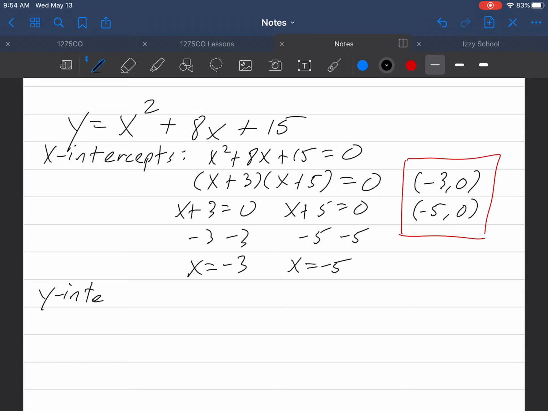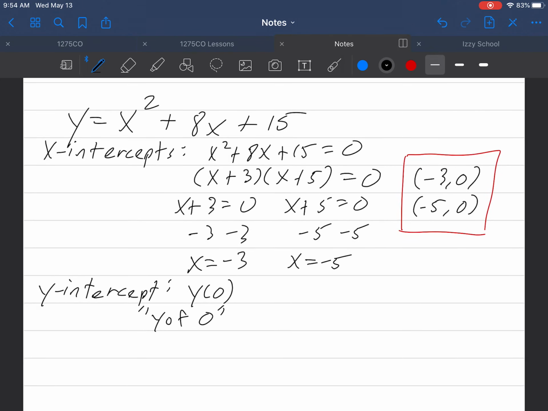I spelled that wrong. Intercept. So here's what we're going to do. We're going to take what's called this function, right? We're going back to this function. We're going to evaluate, not solve an equation, but called y of 0. And that's what this notation means. It doesn't mean y times 0 or anything like that.